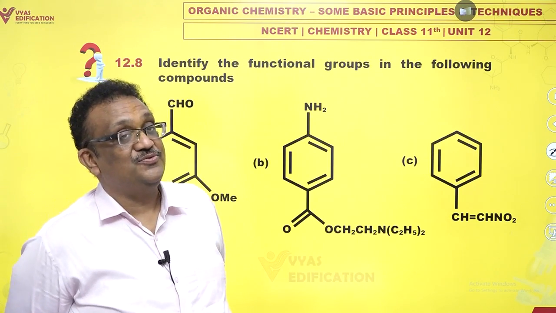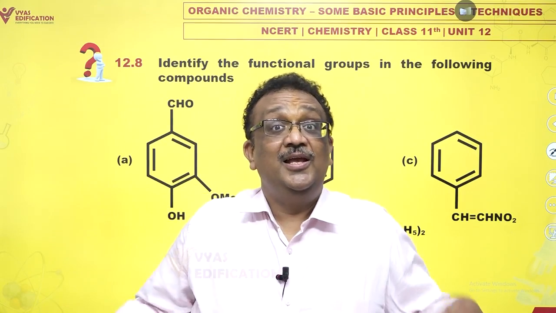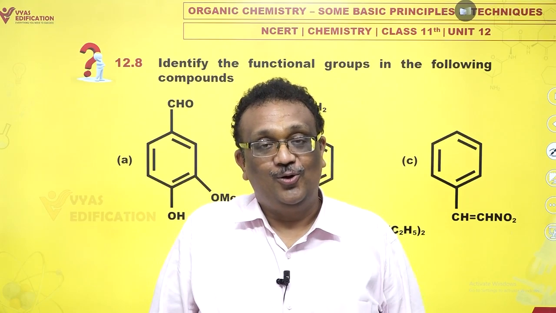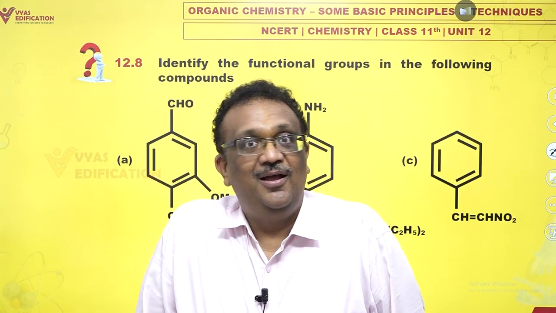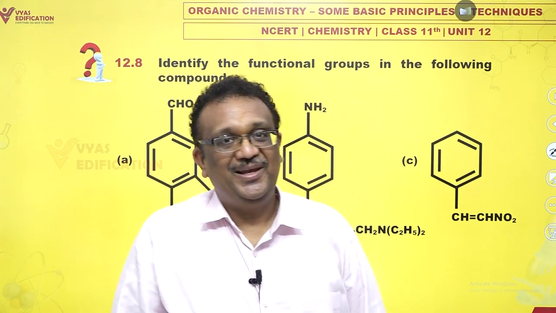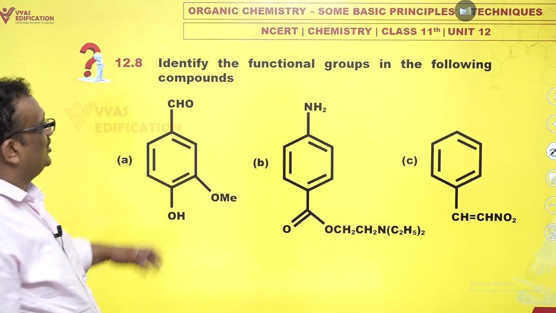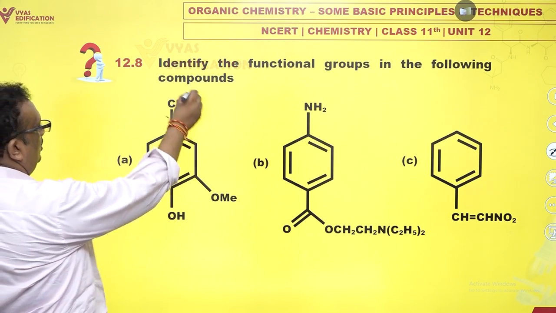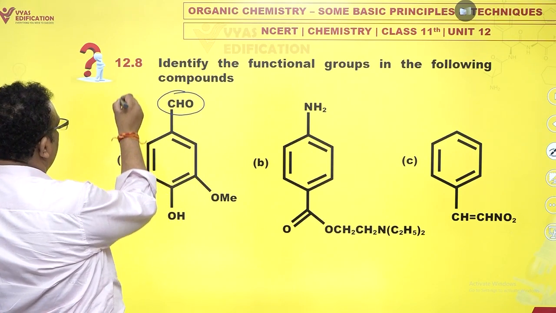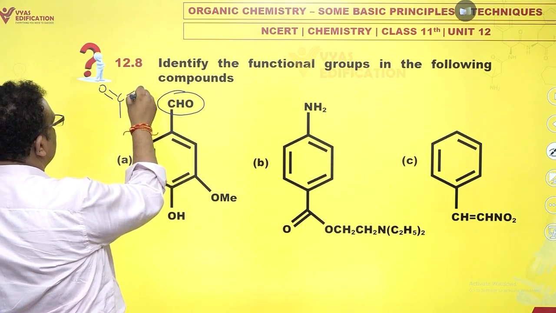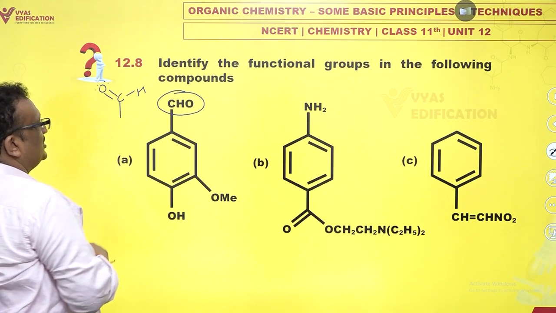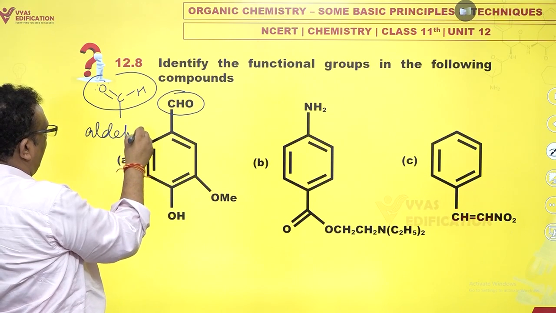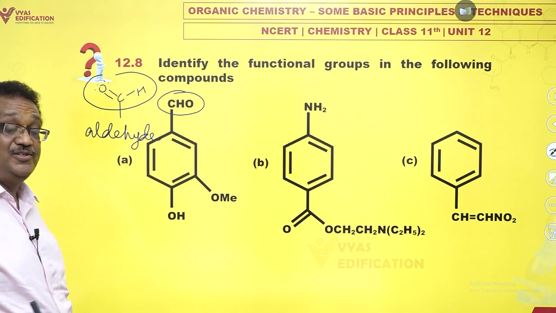Identifying functional groups is very crucial in organic chemistry. If you are learning organic for the first time, you have to learn by heart all the groups, their symbols, their names and their structures. Let's begin. You are supposed to identify functional groups in the following compounds, and you have CHO. CHO is actually this group. This is the structure. This is called an aldehyde.